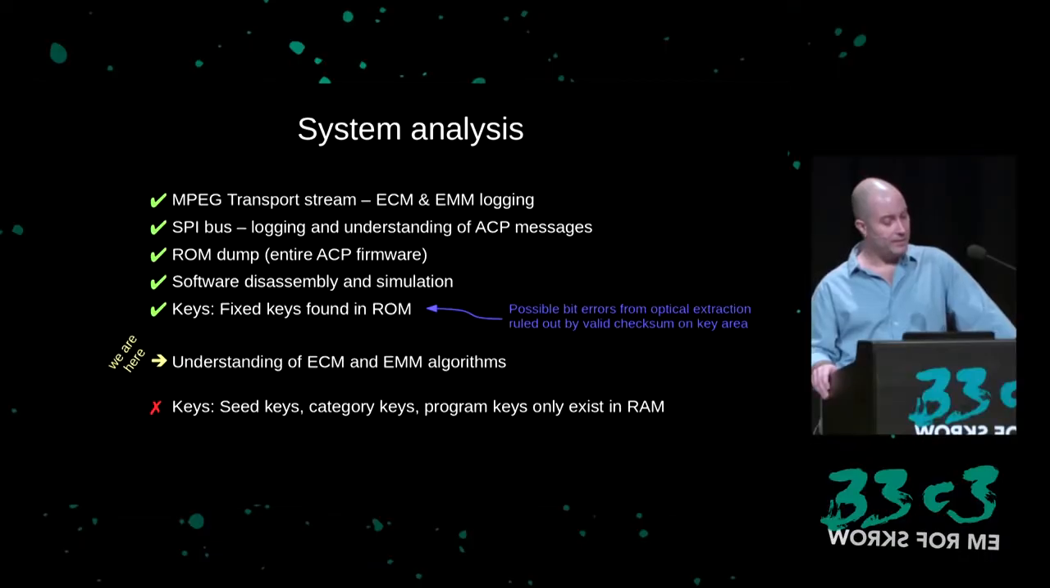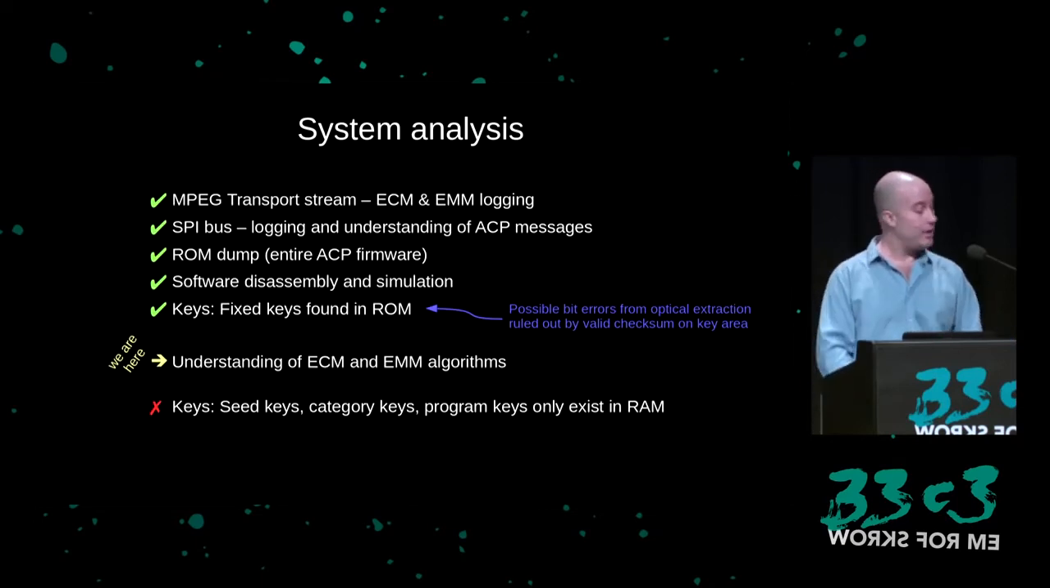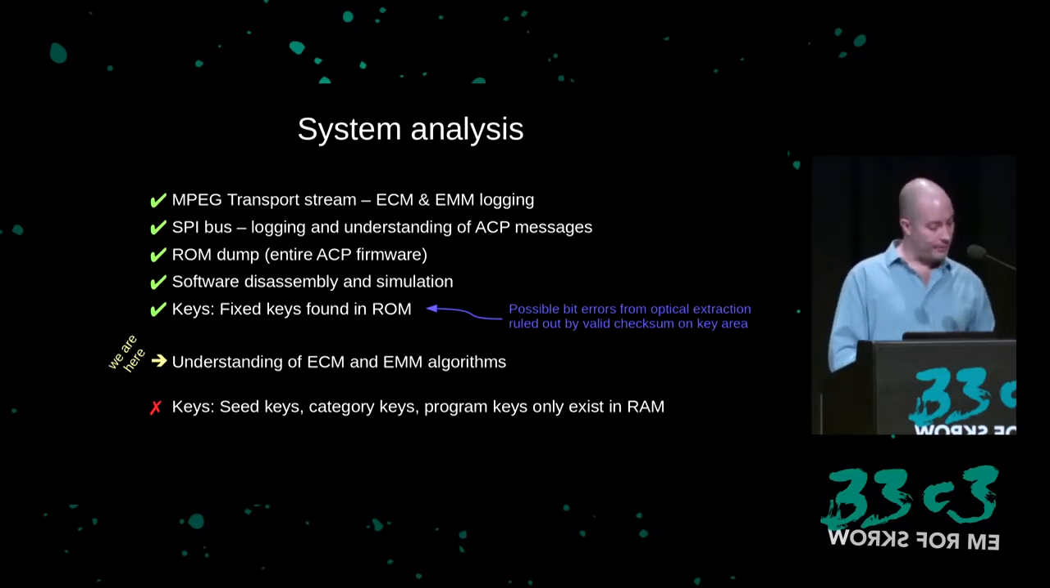At this point, I'm still missing some important information from the ACP. All the seed keys, category keys, and program keys exist only within RAM. So to decrypt any of the channels not in free preview isn't possible yet at this point.